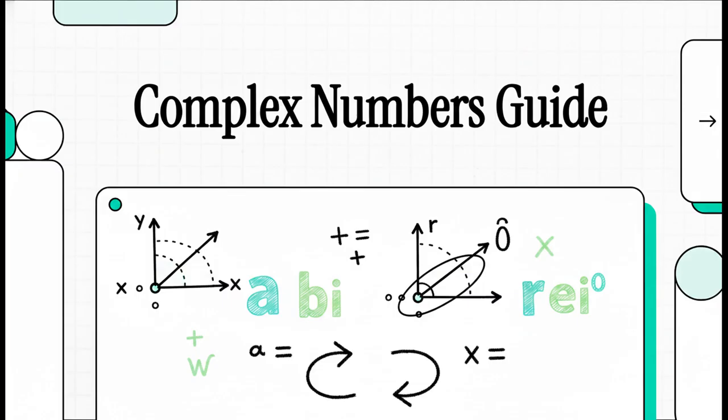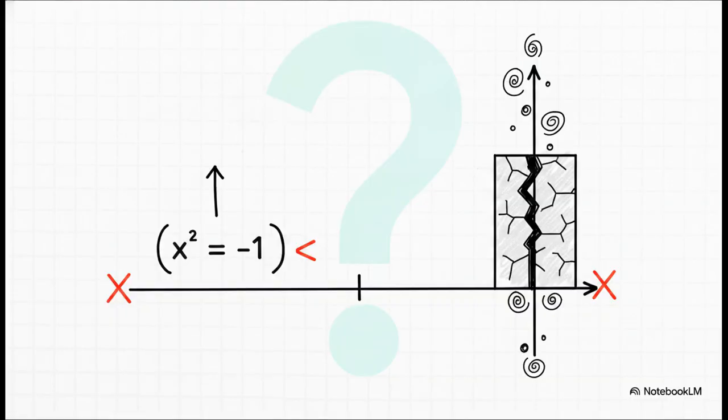Let's get into it. So let's kick things off with a seemingly simple question. How do you solve an equation when the real number line literally just runs out of room? Picture the equation x squared equals -1. If you only have the standard real numbers to work with, well, you're totally stuck. You can't square a real number and get a negative result. No way. Real numbers alone just aren't enough to solve every equation. To break through that wall, we have to expand our thinking into a completely new dimension.